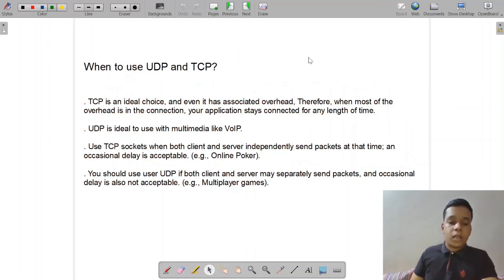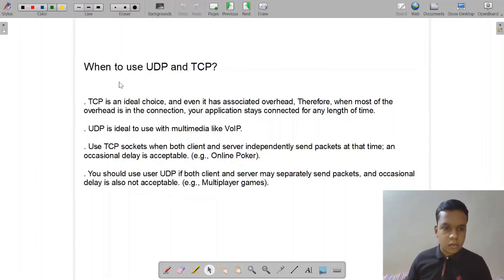Now the question arises: you have this UDP model, you have this TCP IP model. When to use what? Under such circumstances, TCP is an ideal choice and it has associated overhead. What do you mean by that? We will come to that later. Therefore, when most of the overhead is in the connection, and your application stays connected for any length of time, then UDP is ideal to use with multimedia like VoIP.